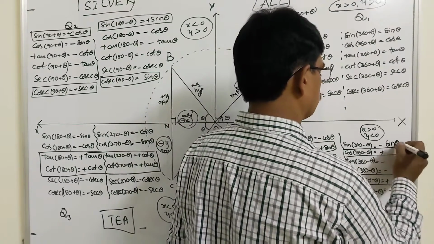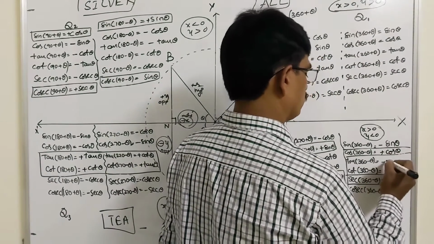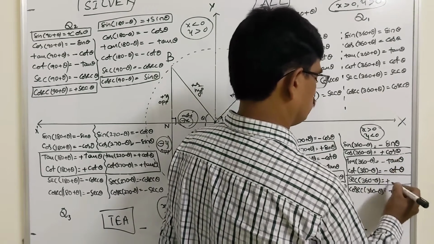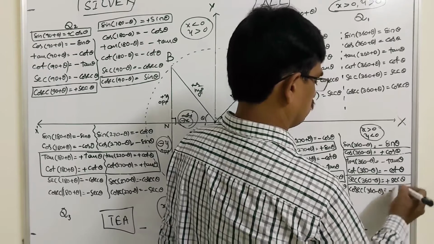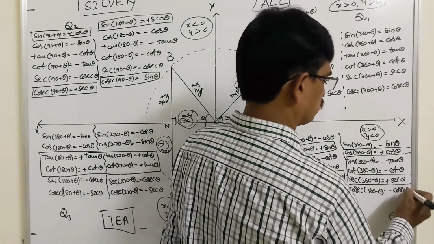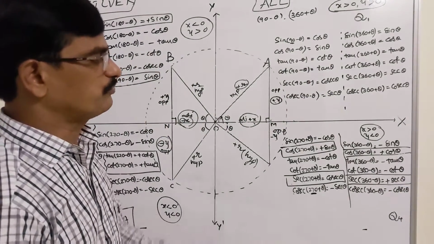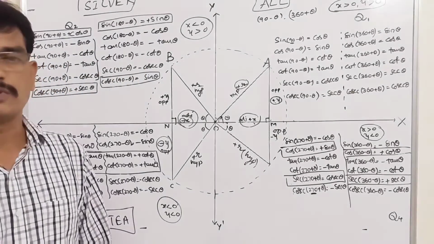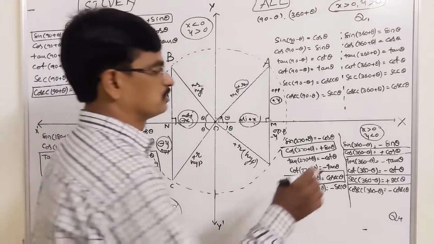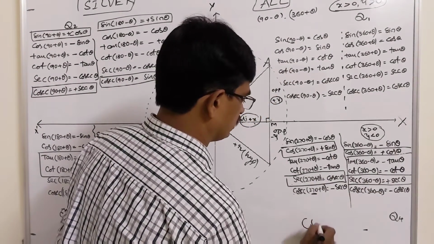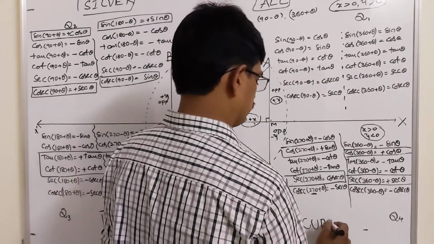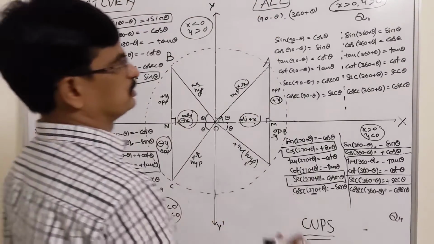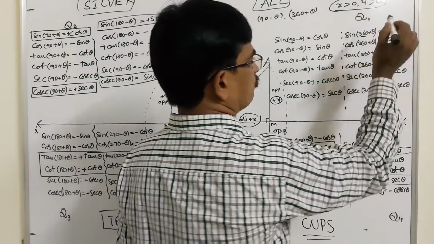You get again sine theta, here cos theta, then tan theta, here cot theta, here secant theta, here cosecant theta. In Q4, that is quadrant 4, cos and its reciprocal are positive. That is the mnemonic, the rhythmic word is cup. So that is all silver tea cups.